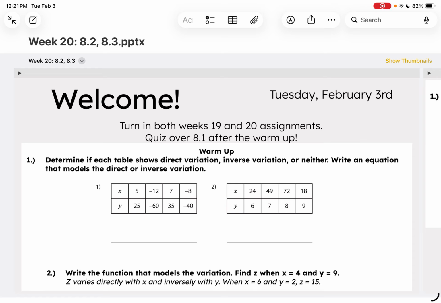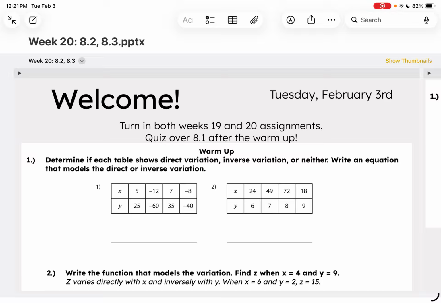Okay, so just a heads up, everything from last week and this week will be due next Tuesday, including the Chapter 7 test. The assignment sheet for this week, along with all of the PDFs for the notes from 8.2 and 8.3, are uploaded to the portal. So what I would do before you start this is go print those notes, and that way you can follow along with me as I'm going through the lesson.